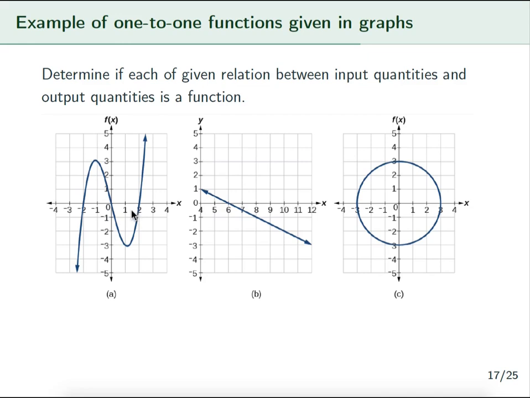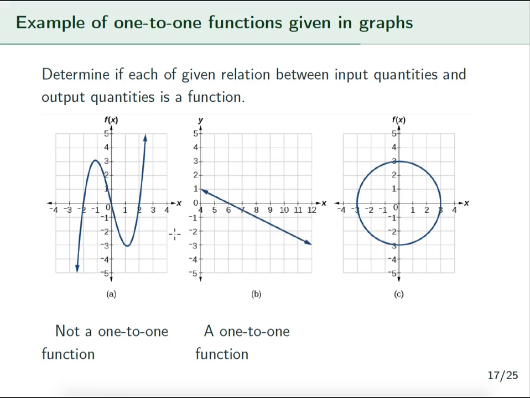And another way to think about it is if we draw a horizontal line here, and it crosses more than 1 point, then it's not a one-to-one function. So this one is not a one-to-one function. This one is a one-to-one function because each input quantity is assigned to only one output, and each output is also paired with only one input quantity.